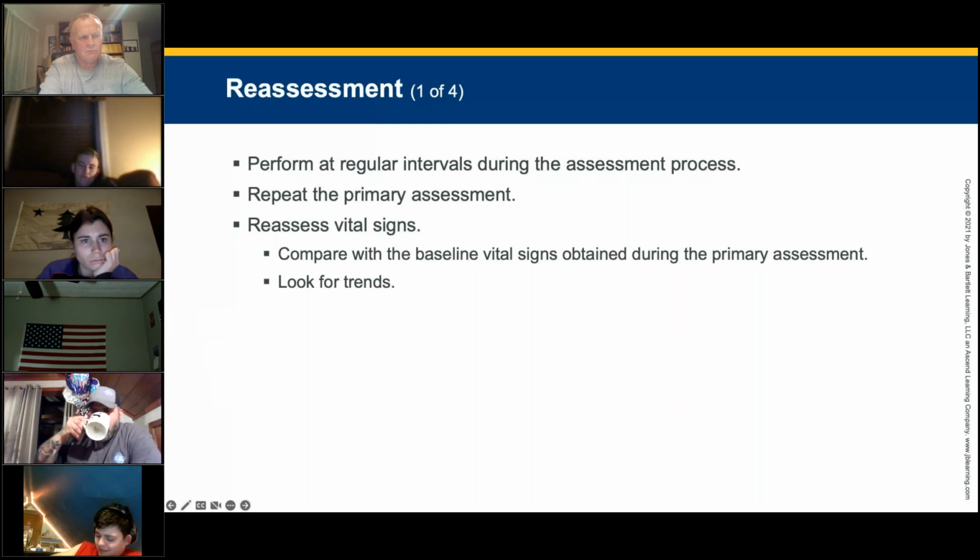Once you have 3 sets of vitals, you can determine, is the blood pressure going up, down, or staying relatively the same? Same with your pulse rate, same with your oxygen saturation. You can tell what all of those different things are doing, and that can tell you if your treatments are working or if you need to do something different.